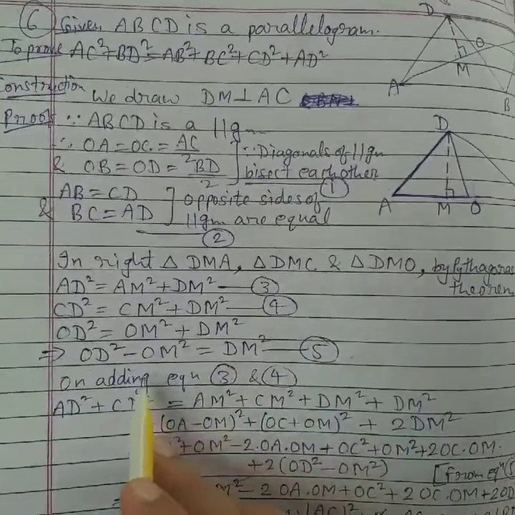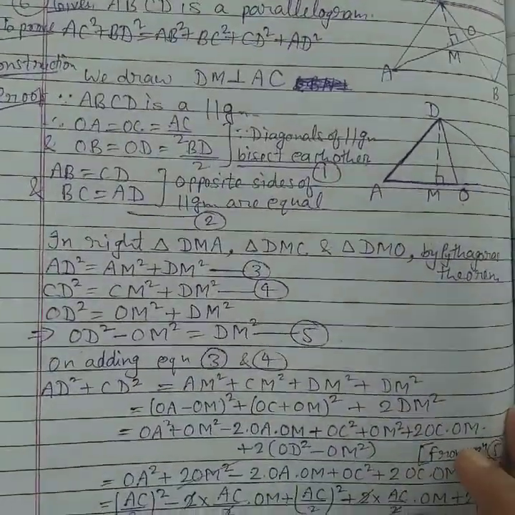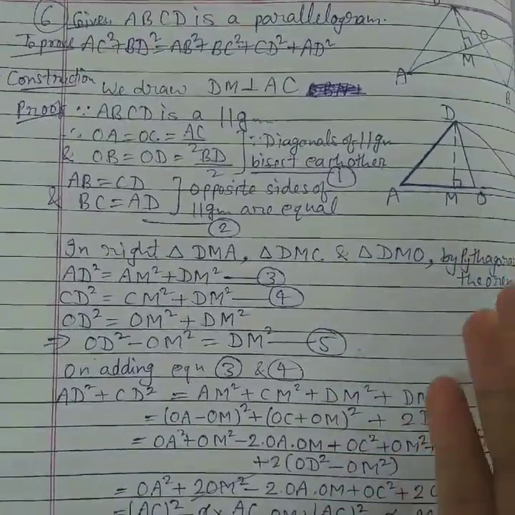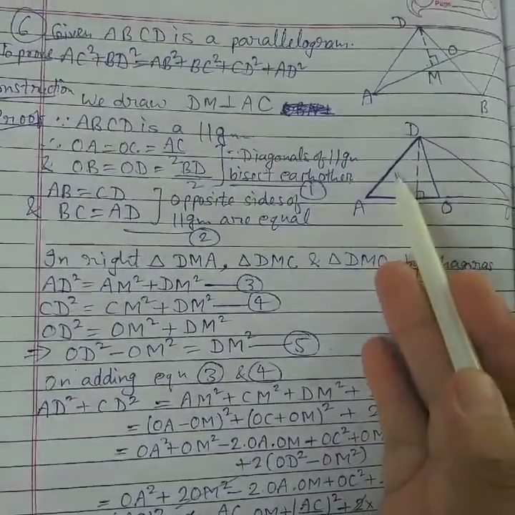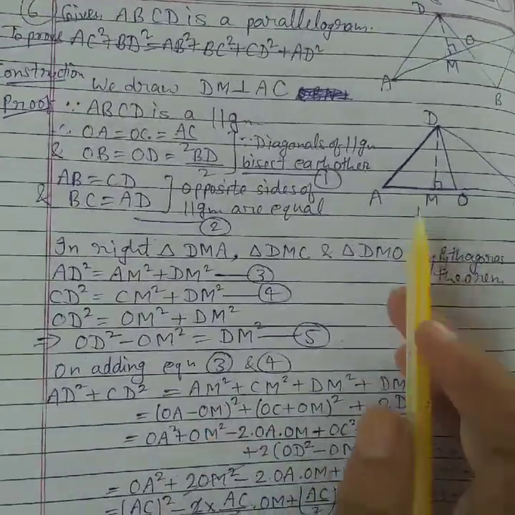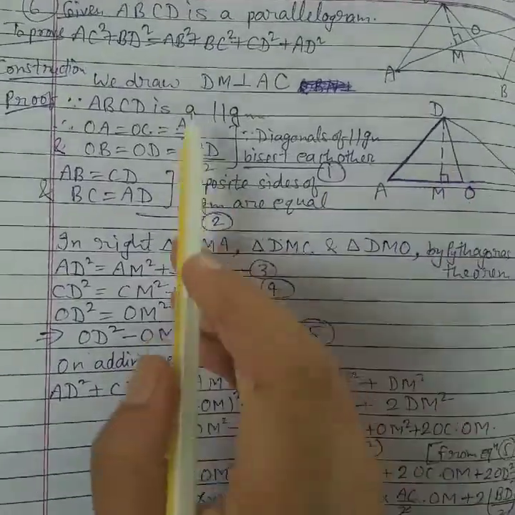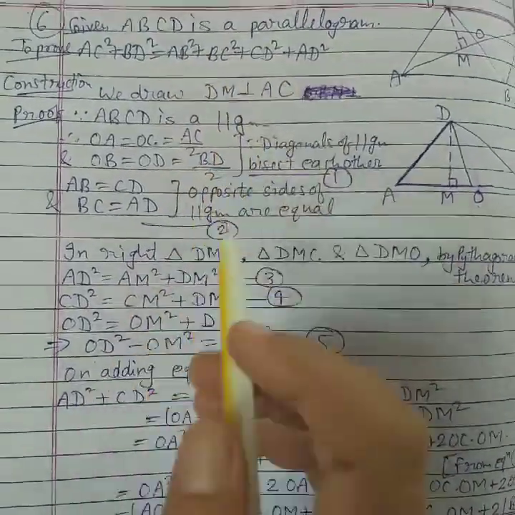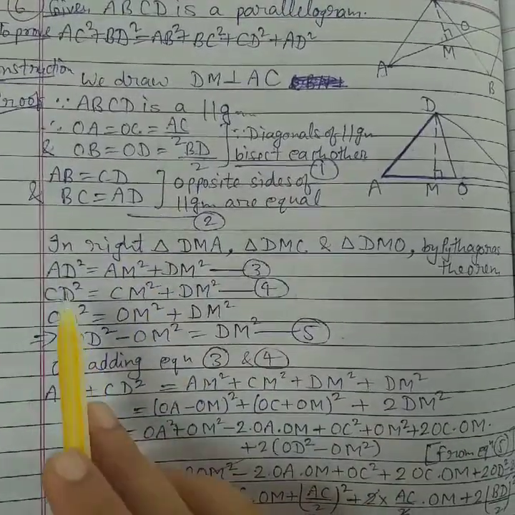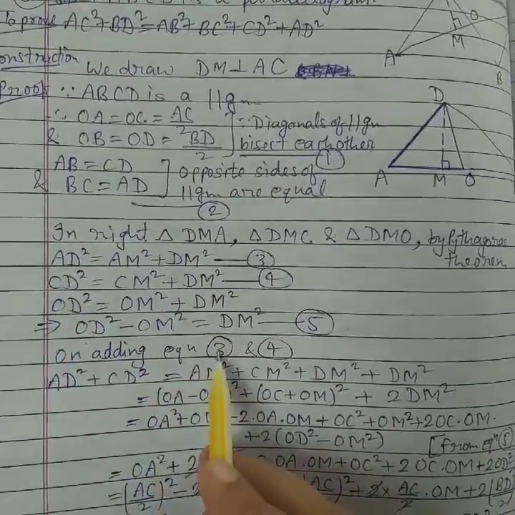Clear? Now the difference between question 5 and 6. In question 5 there are 3 parts. In the first part we have to find only one side square, in the second part the second side square, and in the third part we have to add both the parts. But here we are adding both the parts directly because we have to add all the sides' squares. Okay, so we are adding equations, which ones? Third and fourth. So on adding equations 3 and 4.